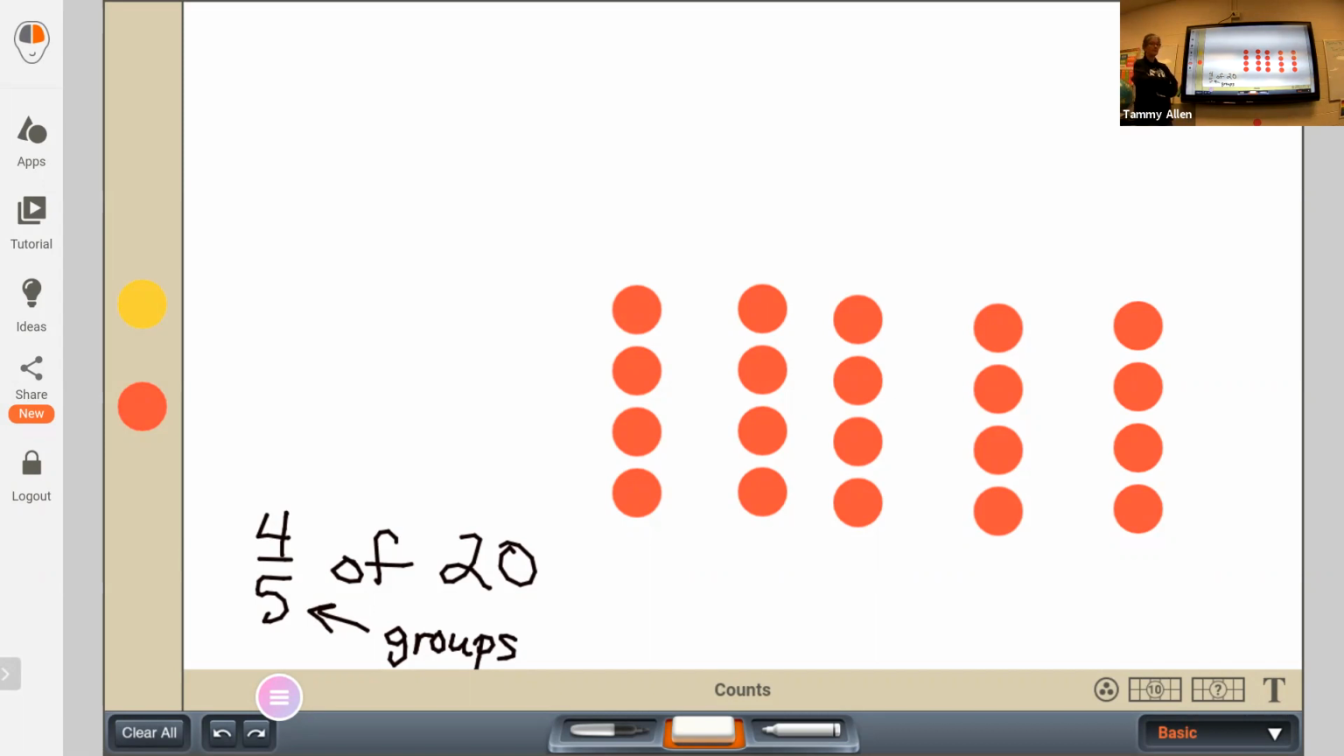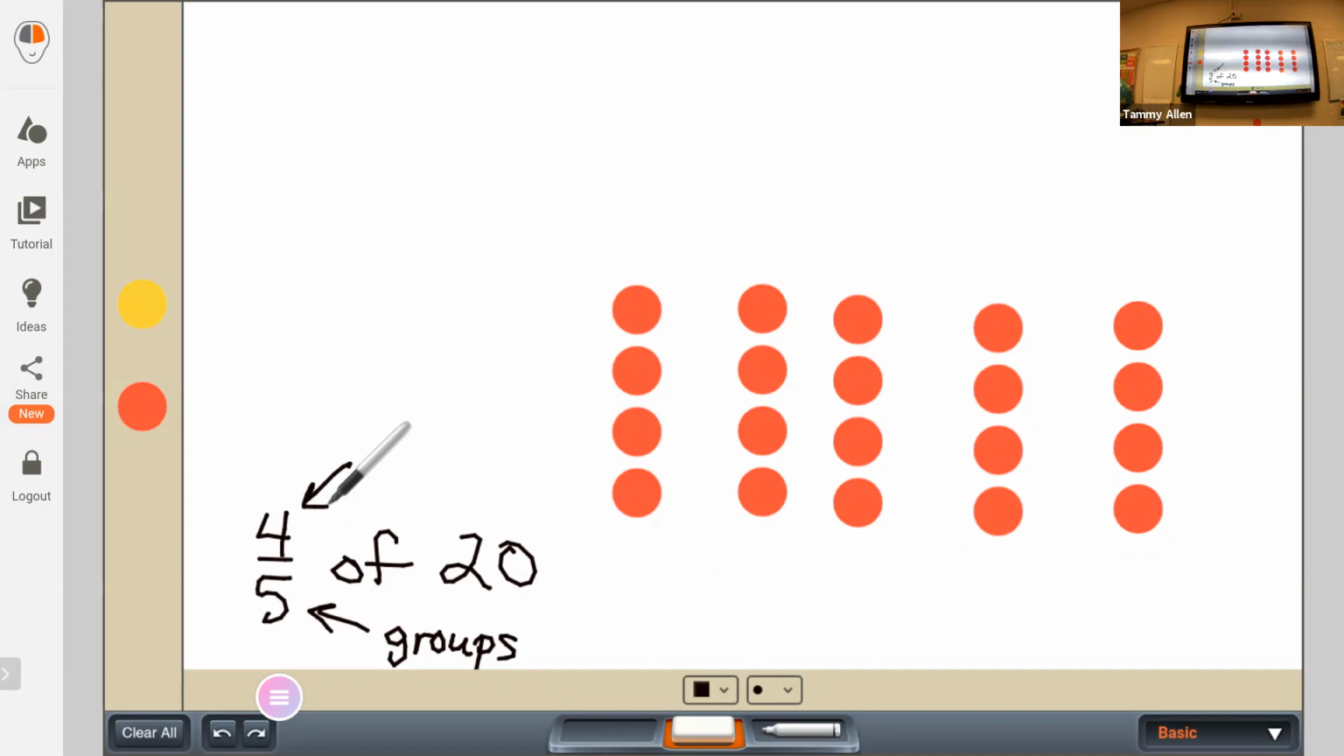So my 5 equal groups, and I want 4/5 of my groups. I want 4/5 of my groups. And if I want 4/5 of them, then this tells me what? What does my numerator tell me? What does my numerator tell me? Does it tell me how many are in each group? Does it tell me how many are in each group?